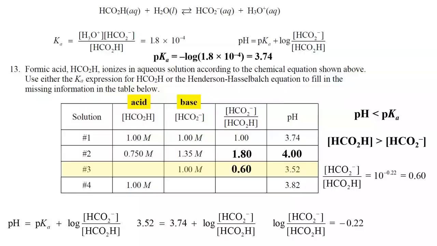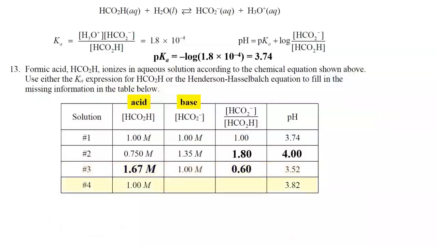Now to figure out the concentration of formic acid, just looking at the math, 1 divided by x equals 0.60, so therefore x equals 1 divided by 0.6, and that works out to be 1.67. So now I have done the calculations for solution 3 using both the Ka expression and the Henderson-Hasselbalch equation. We got the same answer either way.